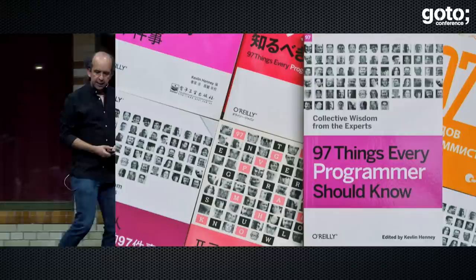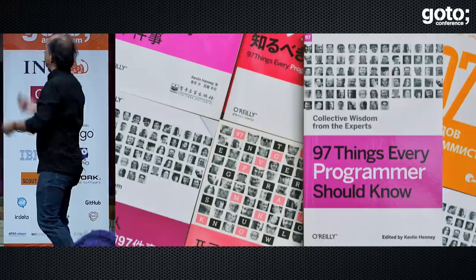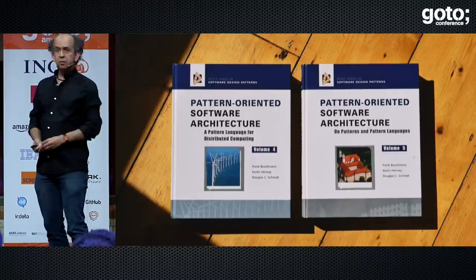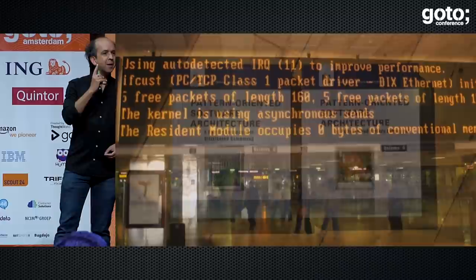So my background, I care deeply about the code, edited this book a few years ago, I also care about the bigger picture. So I've got a couple of books there with the word software architecture in the title, which immediately qualifies me to talk about this. I believe that's all you need. But there's something else I'm known for.